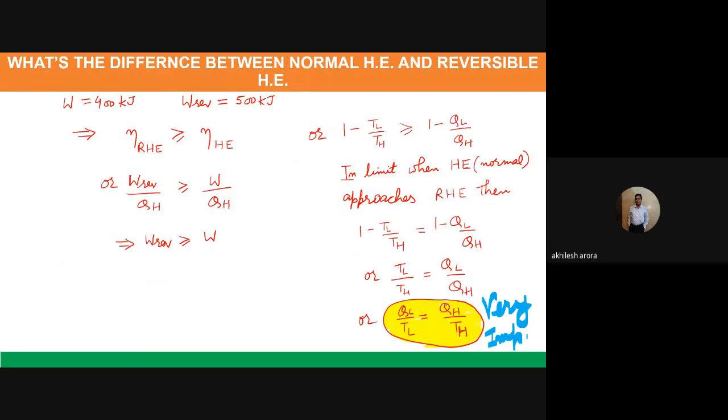Once again, I have pointed out important things here. W is 400 for the normal heat engine. For the reversible heat engine, the value is 500 kilojoules. So it implies that the efficiency of the reversible heat engine is always greater than or at the most equal to the normal heat engine. Okay, I should have said it in the reverse way: the efficiency of the normal heat engine can never be greater than the efficiency of a reversible heat engine. At the maximum, it can approach the efficiency of the reversible heat engine.